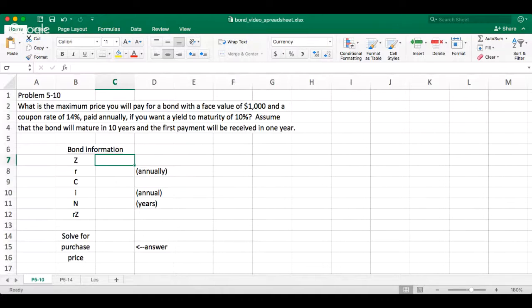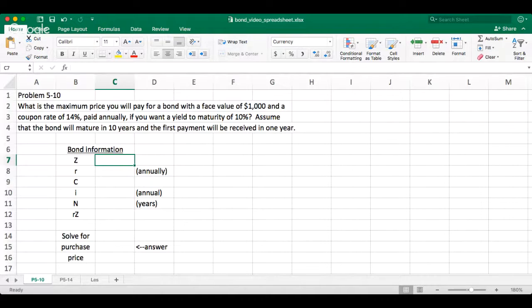Assume that the bond will mature in 10 years from now, and the first payment will be received in 1 year. That is, the first dividend payment is 1 year from now, which would be expected. That's one period in the future, so our bond equation works, right? Our P given A, our P is one period before the first A, so that all works out well.